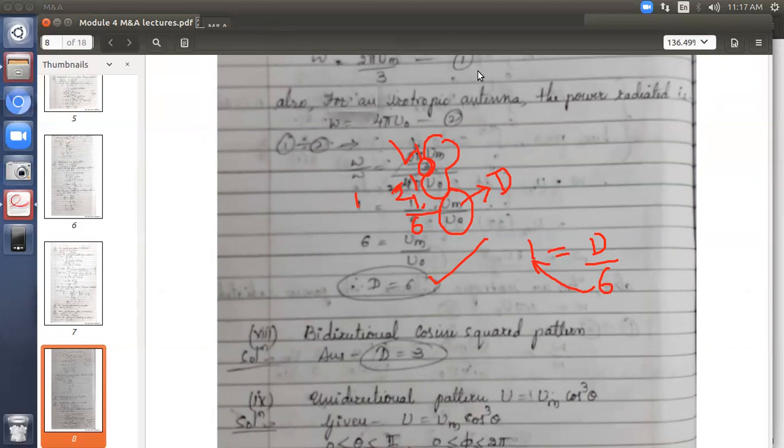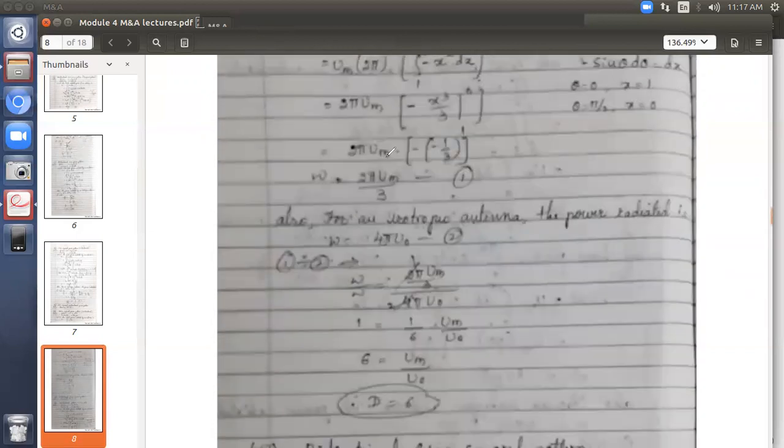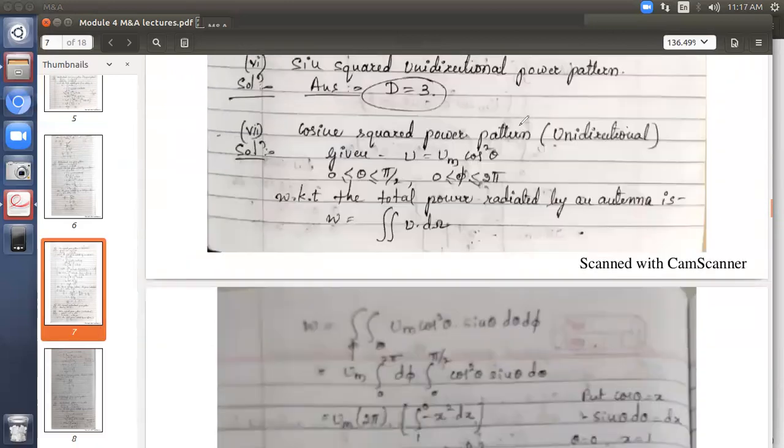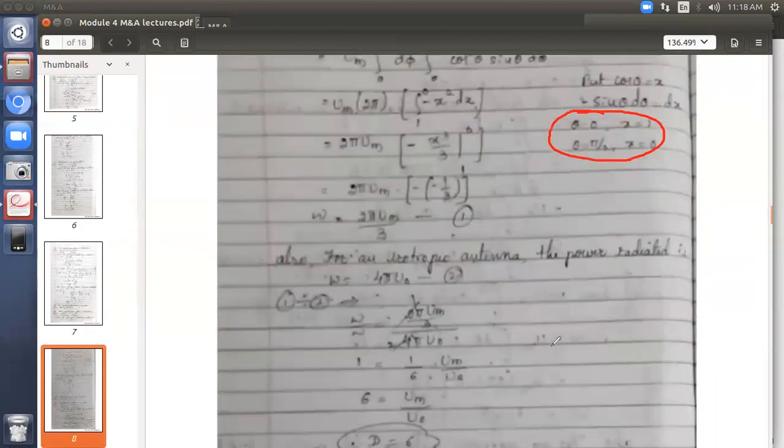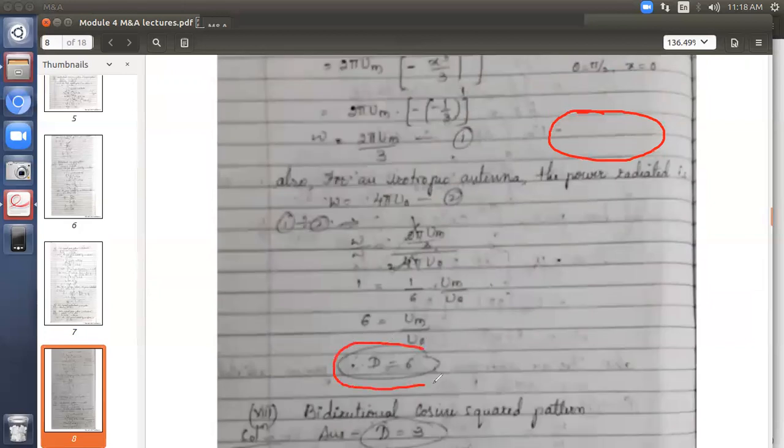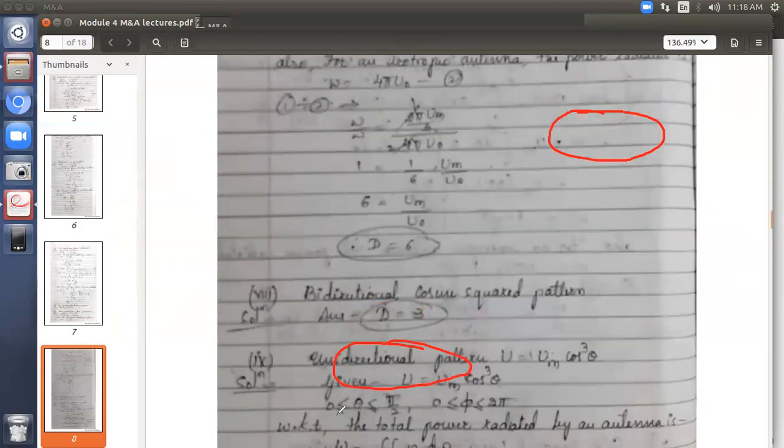This is the directivity of cos squared power pattern. We have calculated it for unidirectional. Now, according to the relation for unidirectional and bidirectional, if unidirectional you got it as 6, right? Just now we have got D equals 6. Bidirectional will be half of this. So I have written the answer here, D is 3.